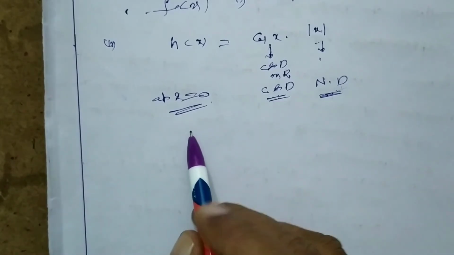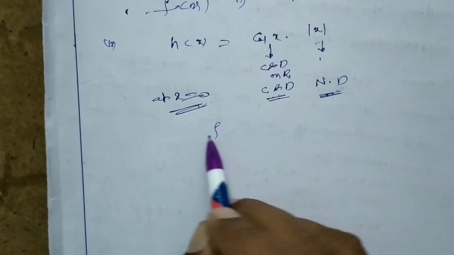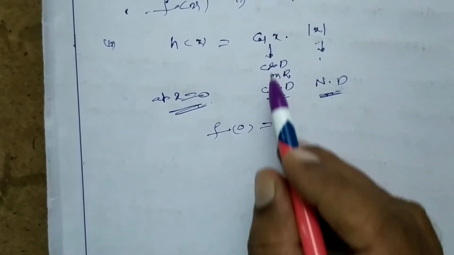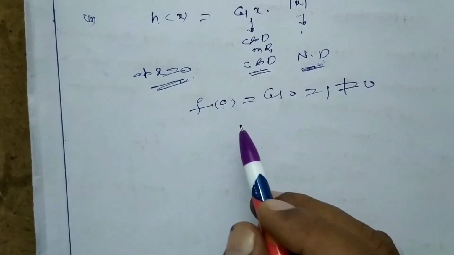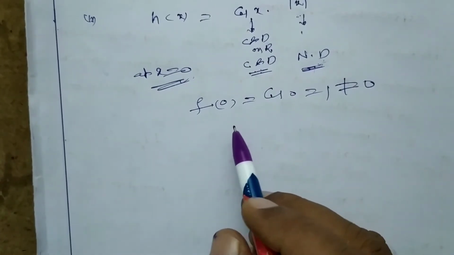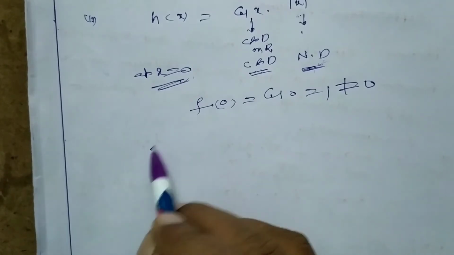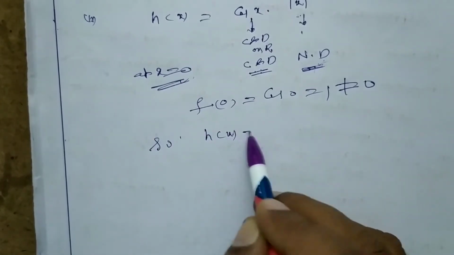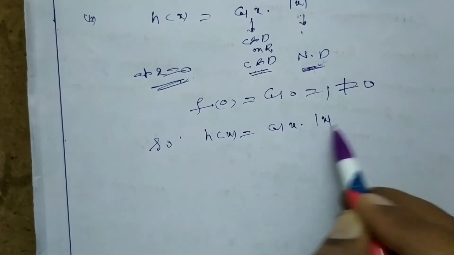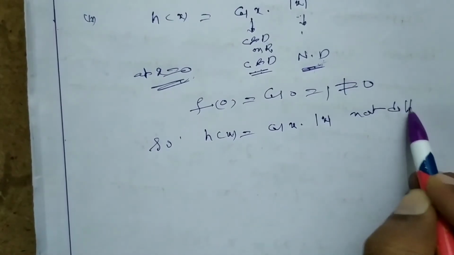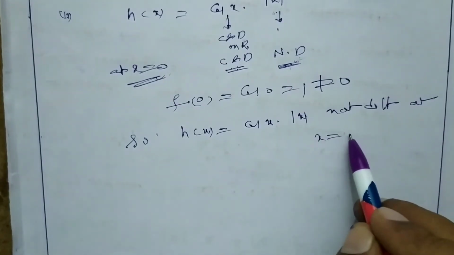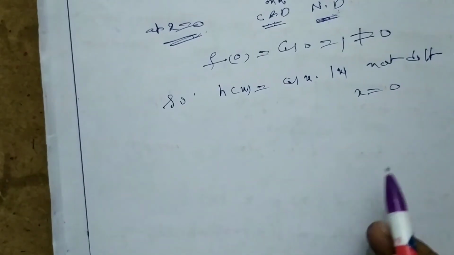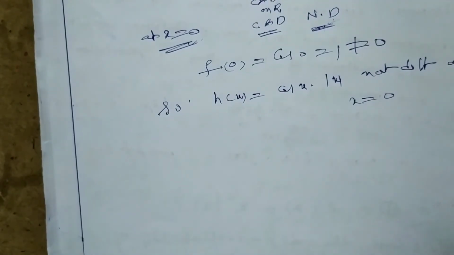In that case, we need to check at that point the value of the first function. F of 0 is equal to cos 0, which is equal to 1, which is not equal to 0. Whenever this situation comes, we can say that the function is not differentiable. So h of x is equal to cos x into modulus of x, not differentiable at x is equal to 0.